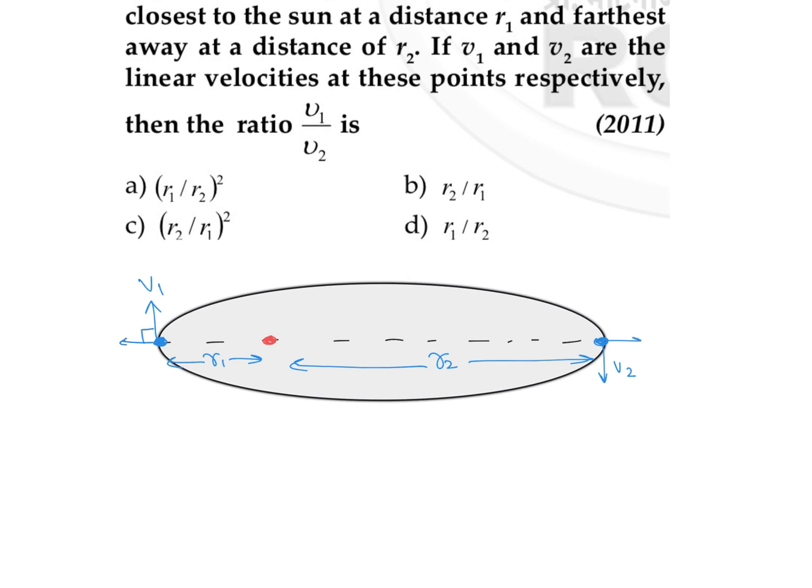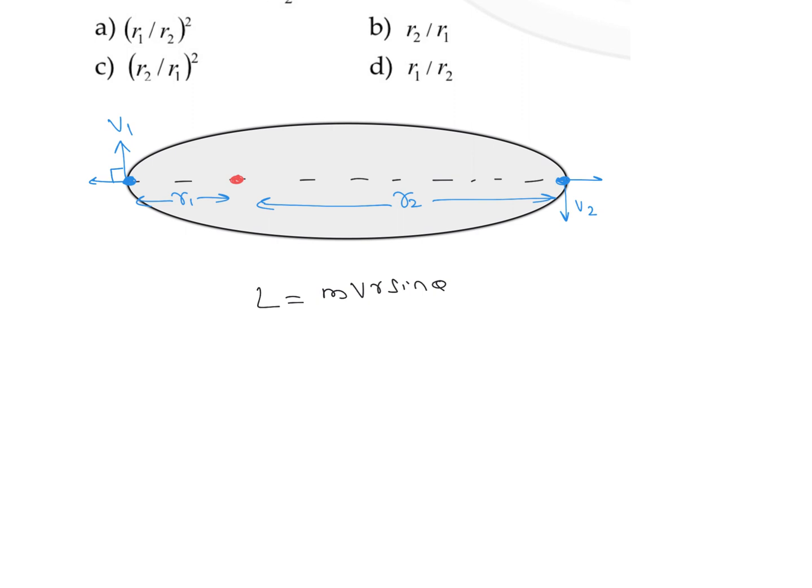We can find the value of angular momentum by using the equation m v r sine theta. When the planet is at the nearest point or the farthest point, the angle made by the velocity vector with respect to the position vector is 90 degrees. So we can write at point 1, m into v1 into r1 into sine 90 is equal to the same thing at point 2, m into v2 into r2 into sine 90.